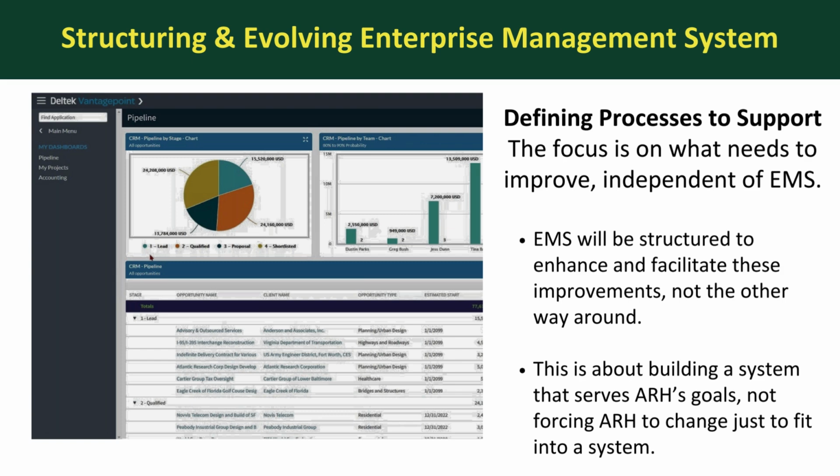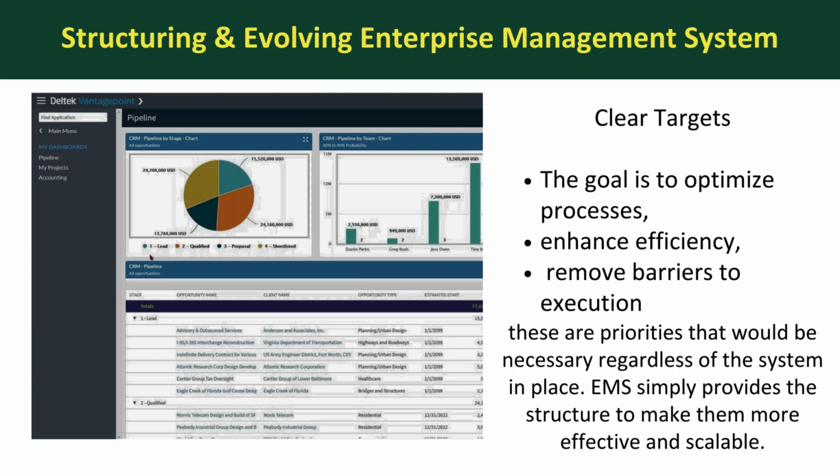This is about building a system that serves ARH goals, not forcing ARH to change just to fit into a system. The goal is to optimize processes, enhance efficiency, and remove barriers to execution. These are priorities that would be necessary regardless of the system in place. EMS simply provides the structure to make them more effective and scalable.